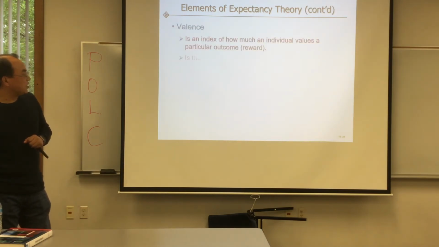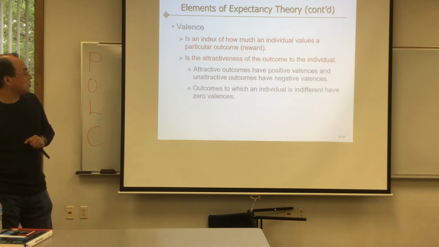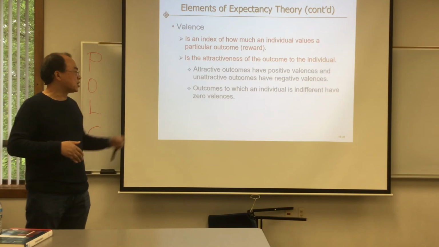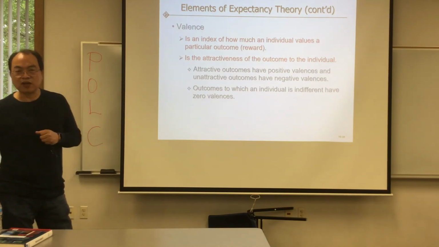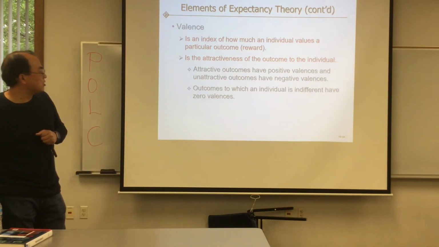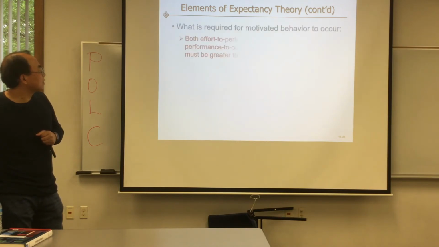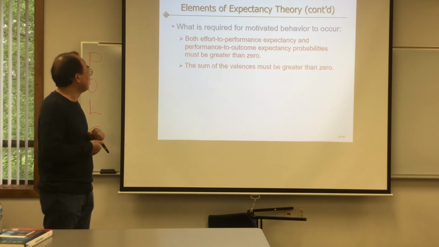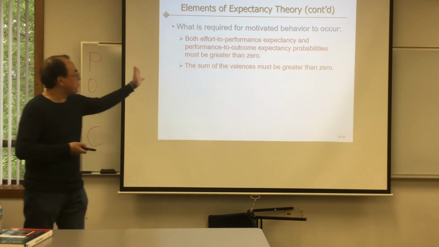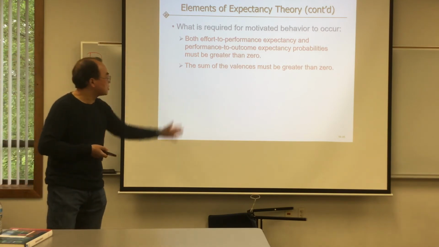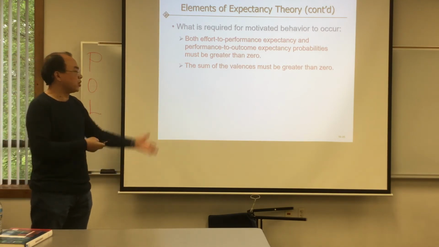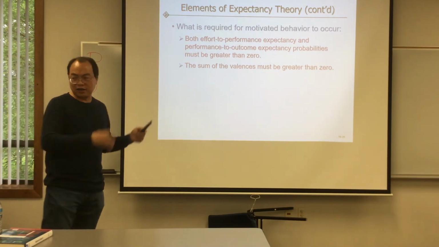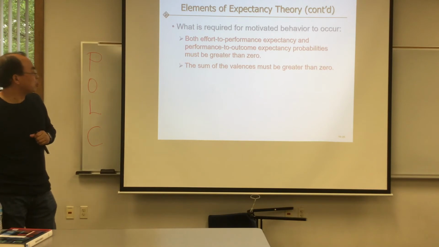The next one is valence. You don't need to understand too much. We just talk about value, okay? It's how much value you get from it, okay? And normally it must be a positive value, right? Nobody wants a 0 value, okay? Of course, you can do the minimal things anyway. So what is required for motivated behavior to occur? Again, the effort to performance expectancy and performance to outcome expectancy probabilities must be greater than 0. Of course, it must be a positive sum, right? Anyway, you must be properly rewarded.